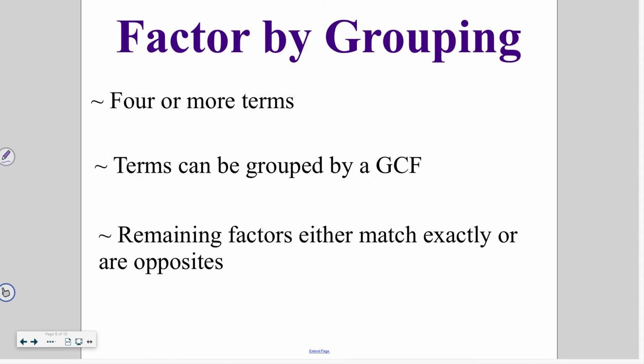Factor by grouping is similar to the distributive property factoring, but it works when there are 4 or more terms. The key thing is that you have to be able to pair up the terms, so 4 terms, 6 terms, 8 terms, anything like that. The terms need to be able to be grouped by a GCF, and the remaining factors either need to match exactly or be opposites, so carefully dealing with the negatives. We'll get to an example of that in a minute.